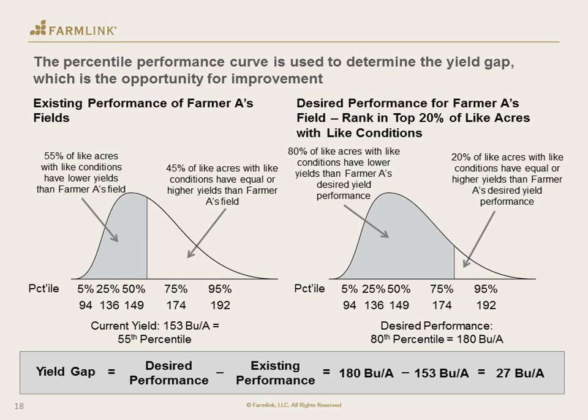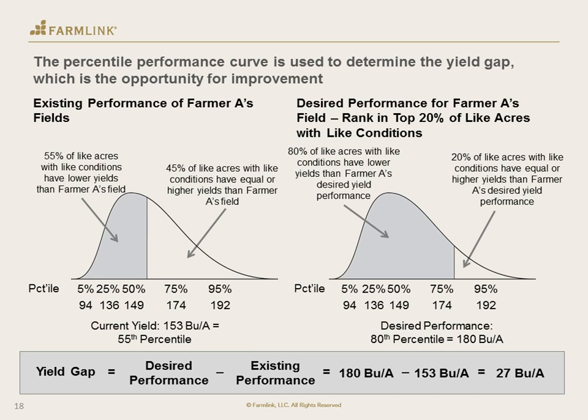Farmer A wants to improve the performance of his field so that he's in the top 20% of like acres with like conditions. The curve on the right side of the slide shows where he would fall if he was performing at the 80th percentile, his desired performance compared to like acres with like conditions. To achieve this level, he'd need to harvest 180 bushels per acre for this field.